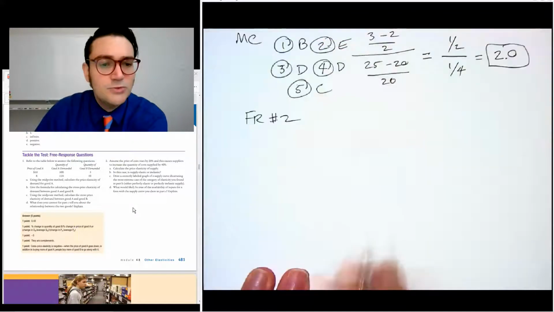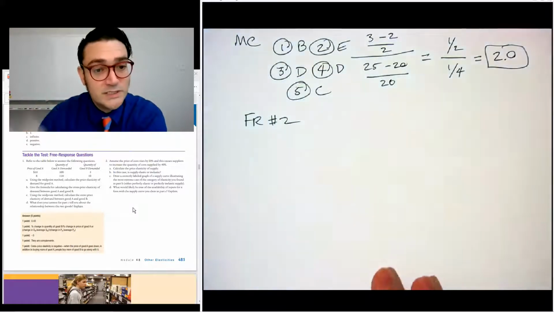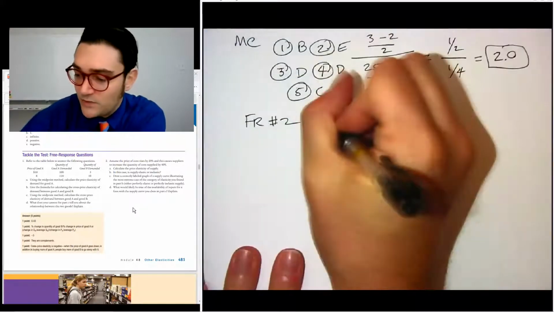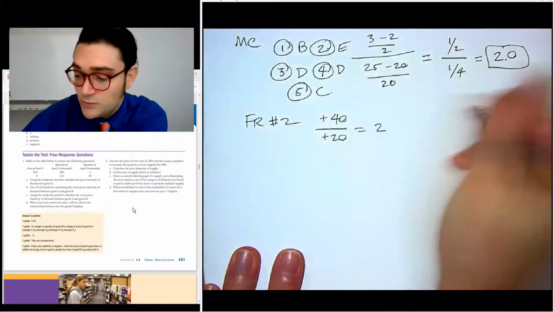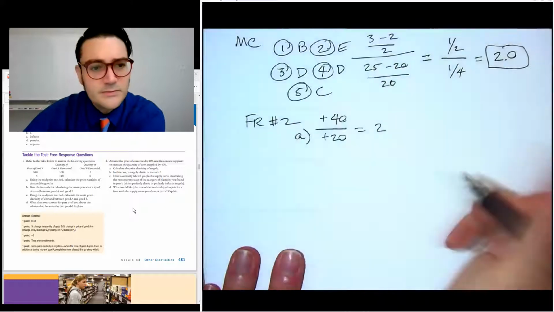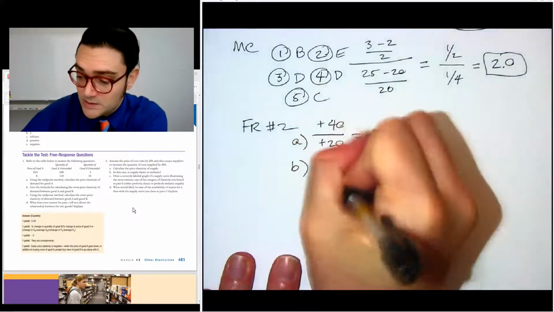Let's see. Assume the price of corn goes up 20%, causing suppliers to increase the quantity of corn 40%. Calculate the price elasticity of supply. So plus 40 over plus 20 is equal to 2. So that's A. In this case, is it elastic or inelastic? Well, it's bigger than 1, so it's elastic.